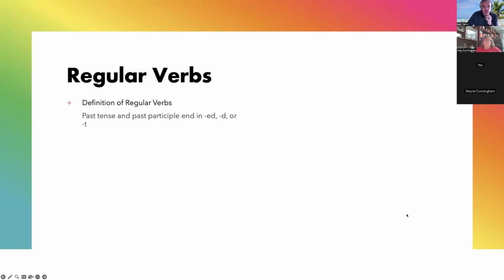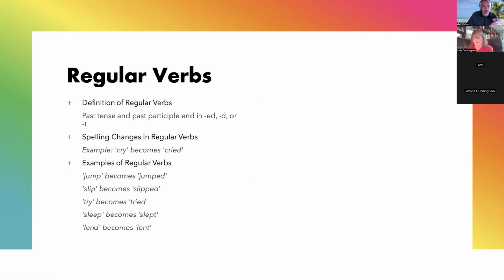Regular verbs. Simply, the past tense and past participle end in ed, d, or t. I'm going to say this is the majority of all verbs, but it's quite a few of them. Again, obviously, cry, cried, jump, jumped. It adds the ed. Slipped. Sometimes in English we obviously add that extra p. Try: we have to take the y and it becomes an i. Sleep becomes slept. We had the t.